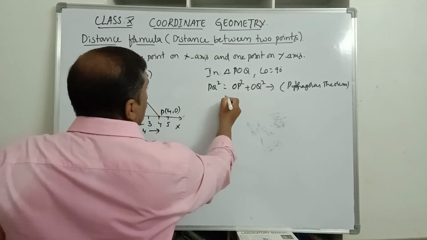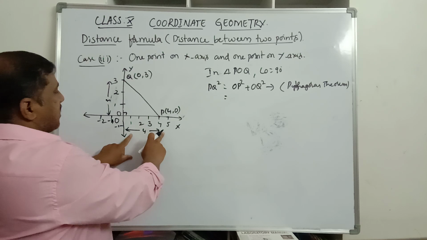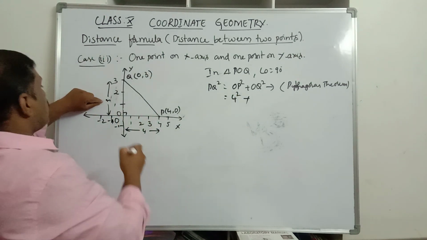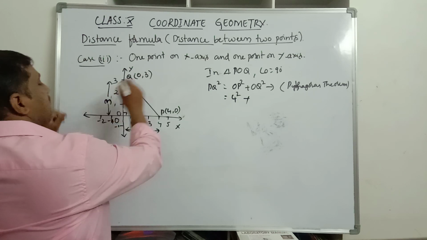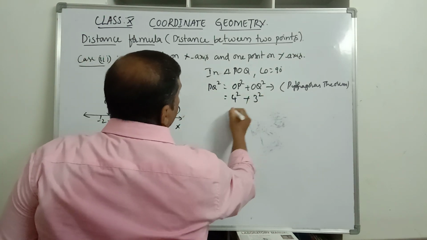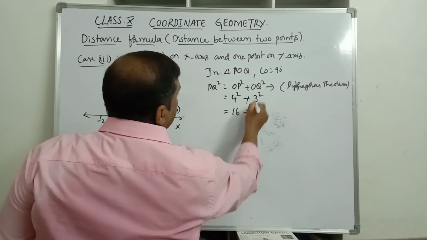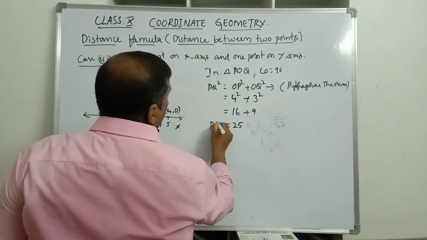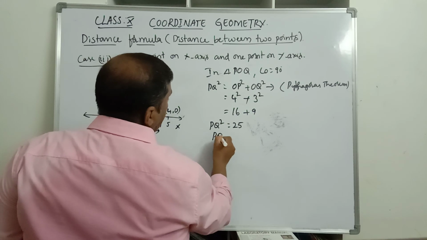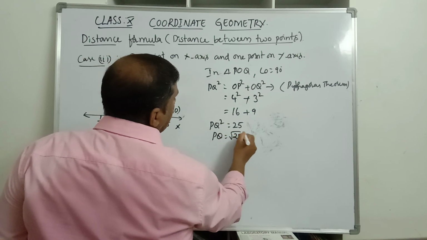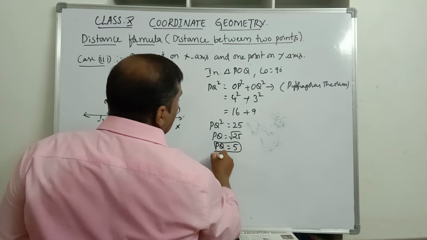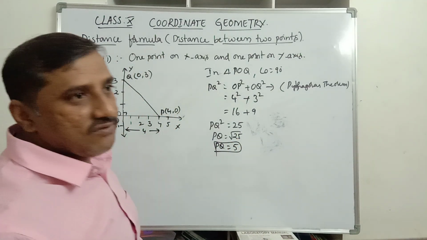OP is equal to what? 4 units. Therefore, it is 4 square. And OQ is equal to what? 3 units. Therefore, it is 3 square. 4 square is 16 plus 3 square is 9, that is 25. PQ square is equal to 25. PQ is equal to the square root of 25, that is equal to what? 5. Here we will get 2 values, plus 5 and minus 5.